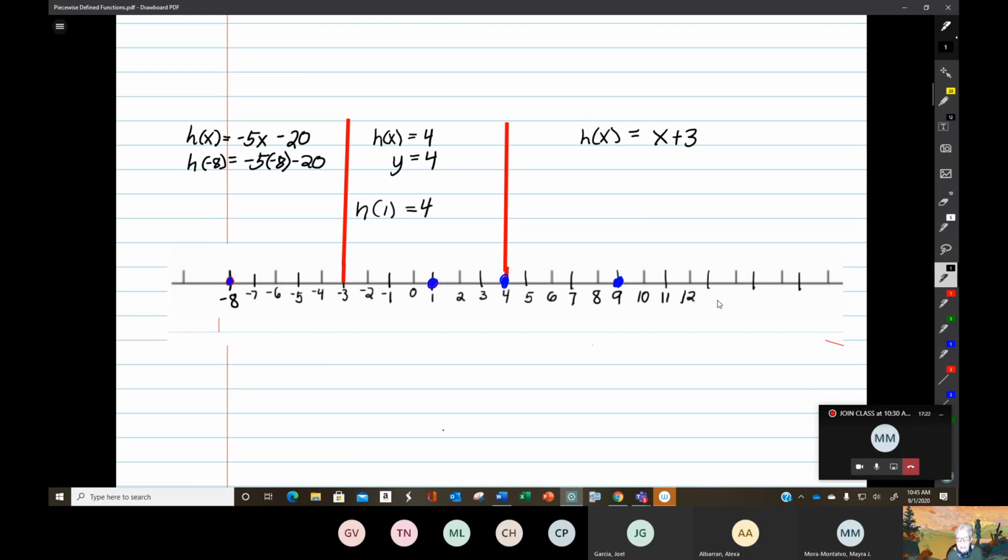I'm going to skip that for a minute, and I'm going to go over here to x equals 9, and I'll put that into x with this piece of the function, h of 9 equals 9 plus 3. All right, let's see what that is. 9 plus 3 is 12. And over here, this h of negative 8 is going to equal negative 5 times negative 8 is positive 40 minus 20, that equals 20.